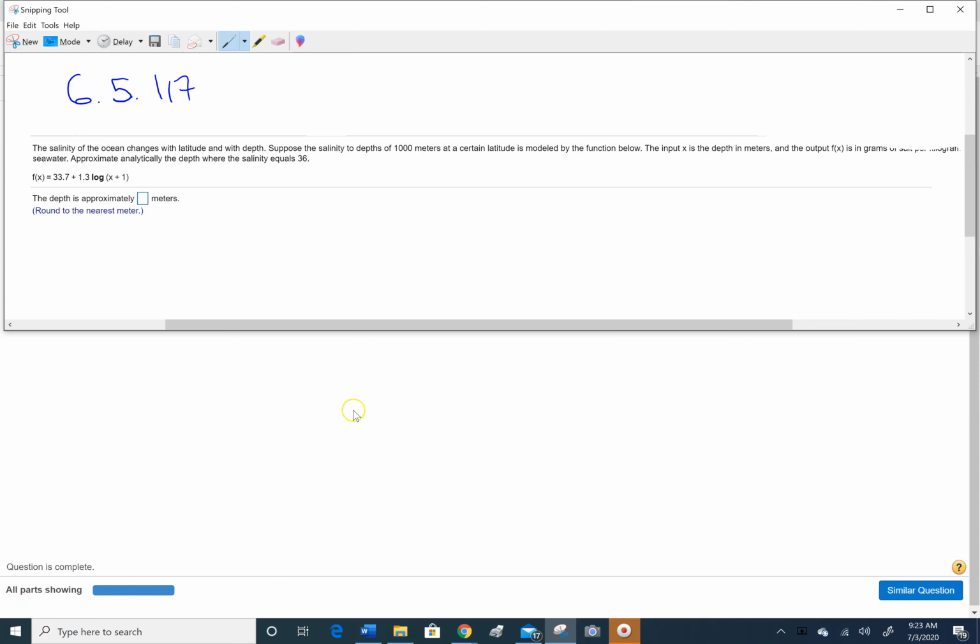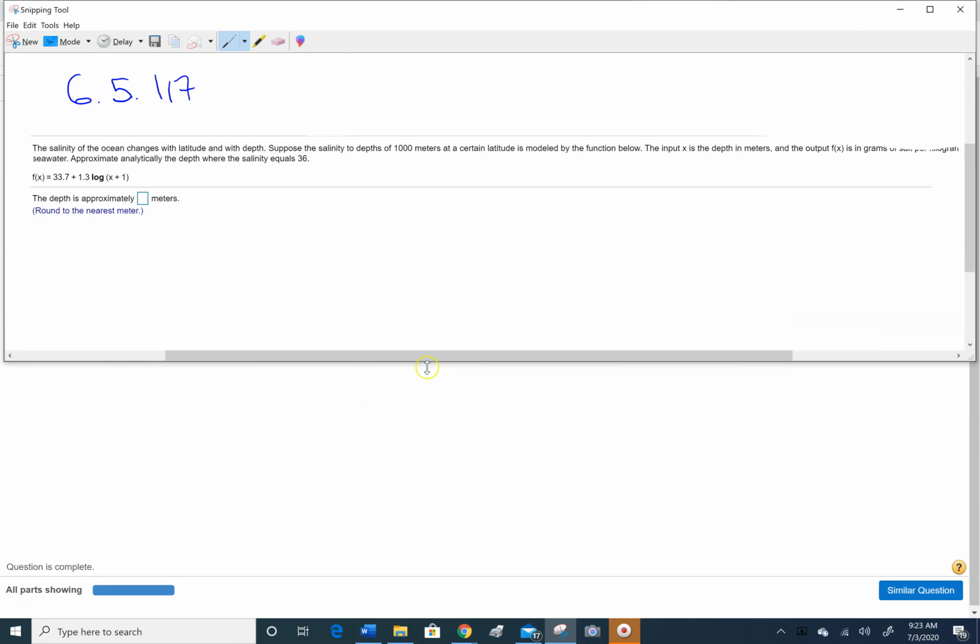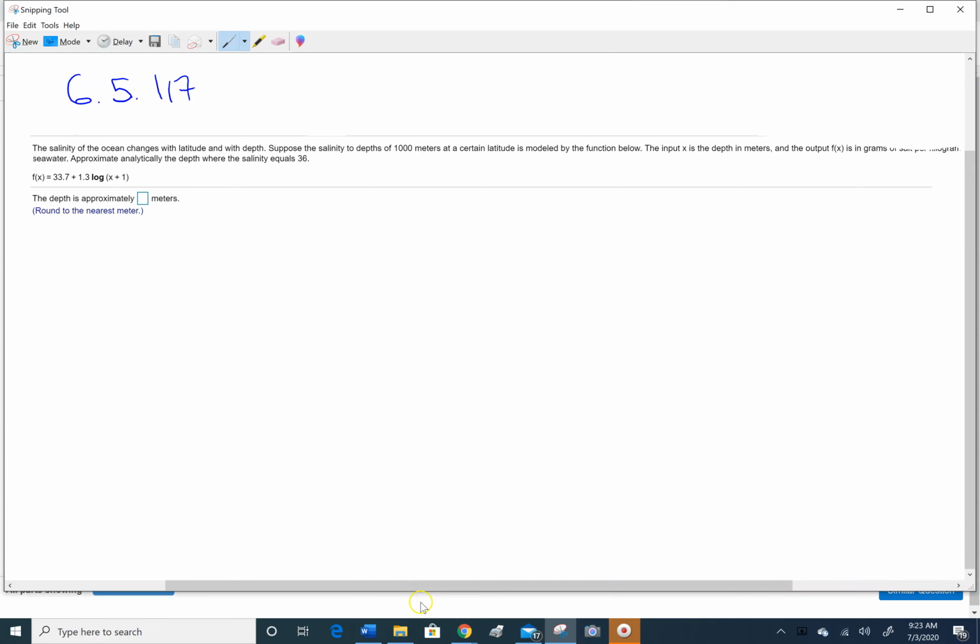Okay, here's another problem from 6.5, and it's about the salinity of the ocean that changes with the latitude and the depth. Suppose the salinity to the depths of 1,000 meters at a certain latitude is modeled by the function that is given here below. The input x is the depth in meters and the output in grams is the salinity of seawater. I kind of cut that off.